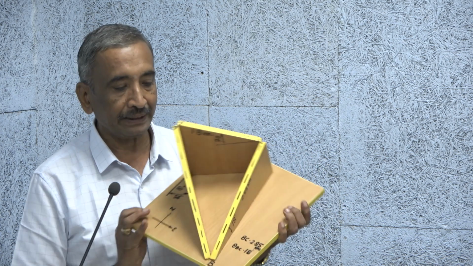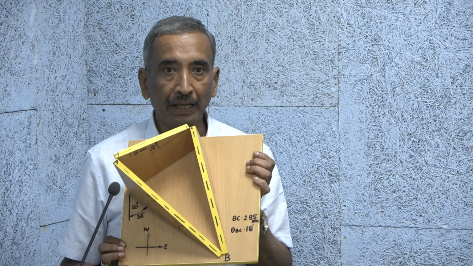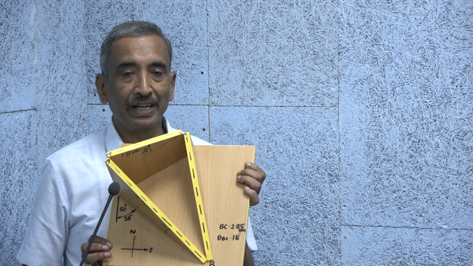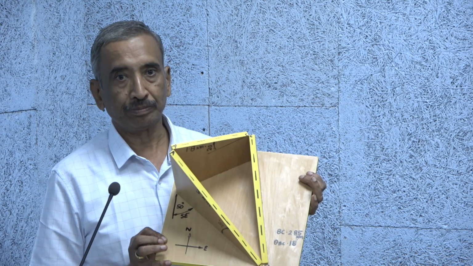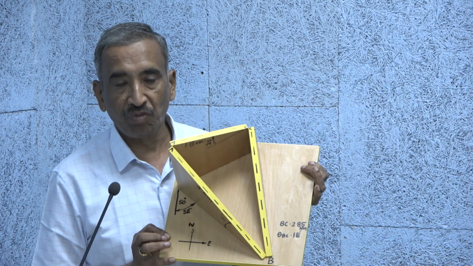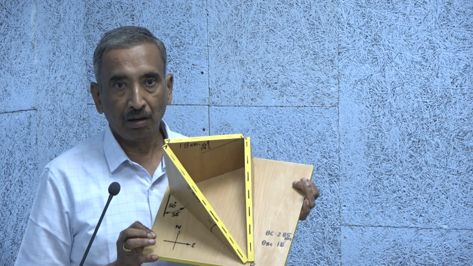Now from the model, which we have made to a scale, we have seen that the road BC has a length of 2.85 kilometers and the angle of the road with respect to the ground is 18 degrees. So this is the answer we got in the model. Let us see whether we get the same answer by using engineering graphics also. I hope the problem is well defined with the help of the model.